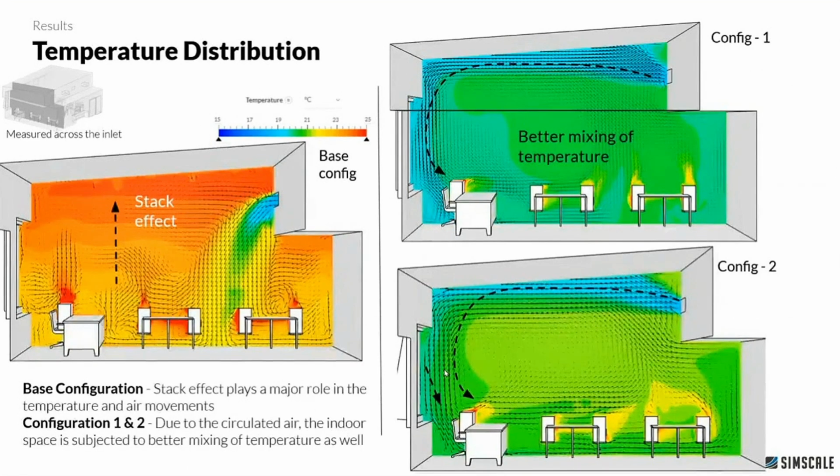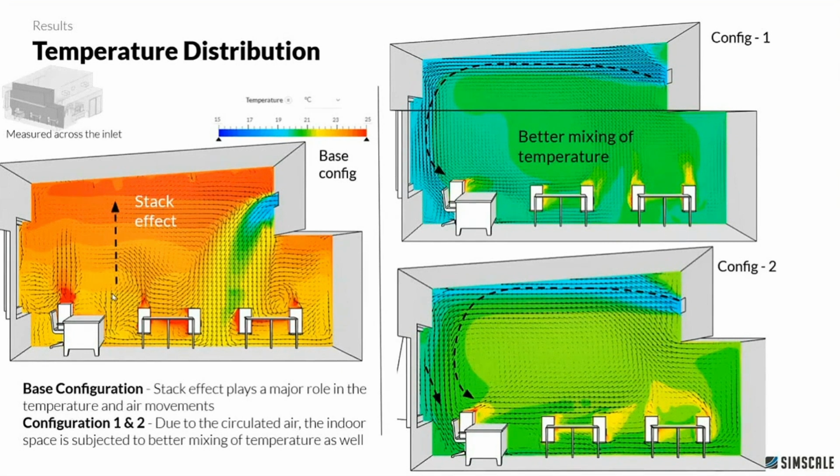So taking a look at the temperature distribution, with the base case, there is a dominant stack effect happening. Just because the inlet velocity is low, the HVAC inlet tends to move down, and this creates an upward convection of the temperature within the room. The stack effect here can be clearly seen and is dominant.